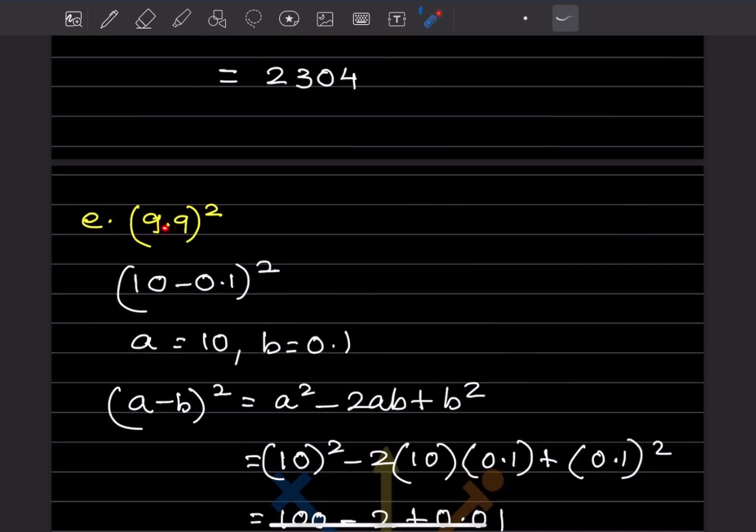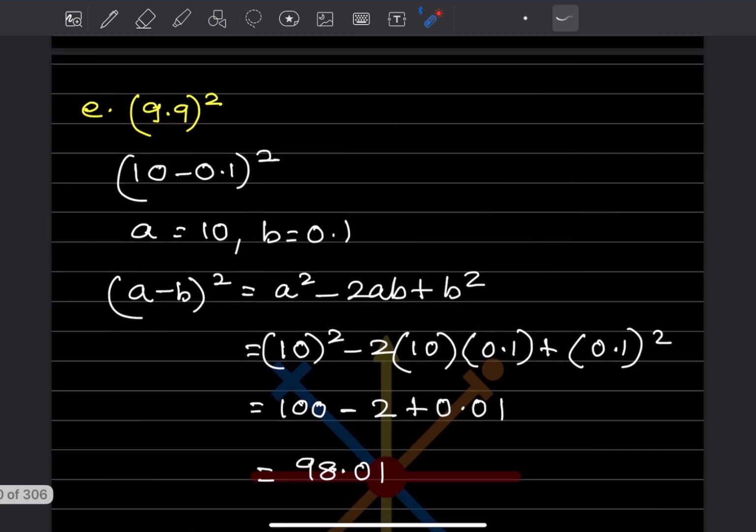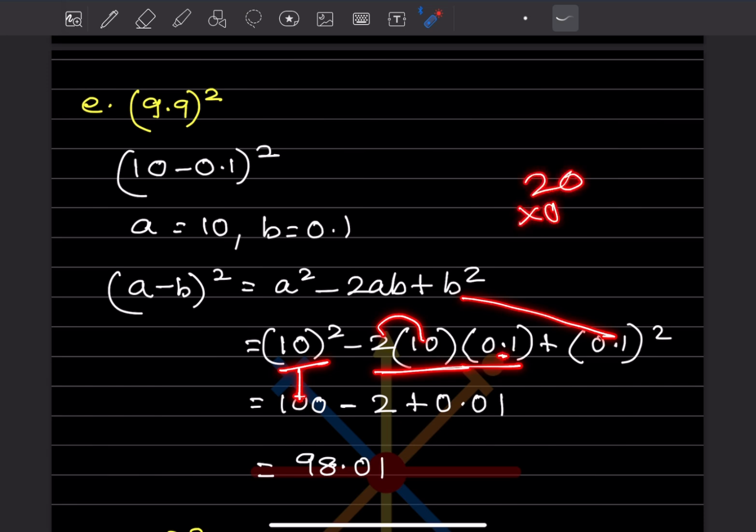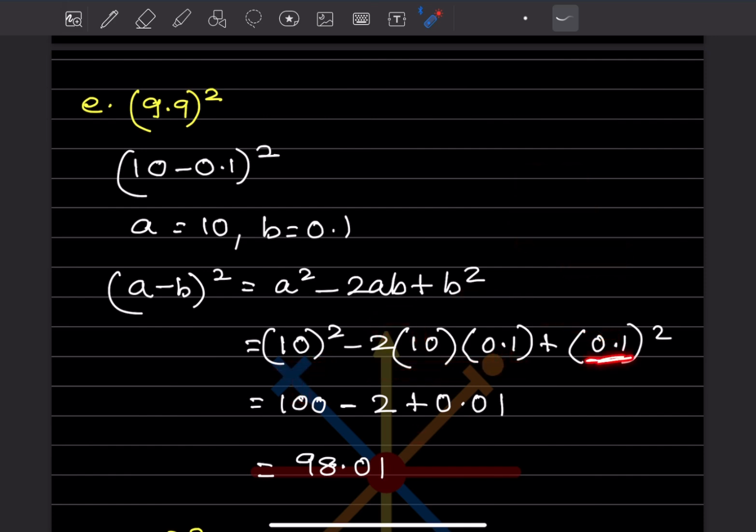Now this one, in the point 9.9 can be written as 10 minus 0.1. So this A will be 10 and B is going to be 0.1. We'll use the same formula. So 10 square minus 2 into A is 10 and B is 0.1, and plus 0.1 square. So this will be 100. When you solve this one, this will be 20. 20 into 0.1 is going to be just 2. 2.0 means 2. And this will be 0.1 into 0.1, that will be 0.01. So the answer is going to be 98.01.